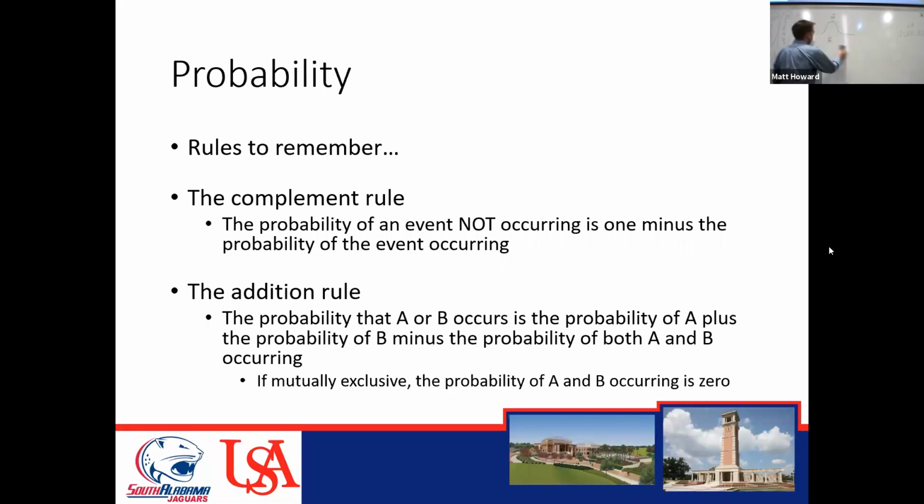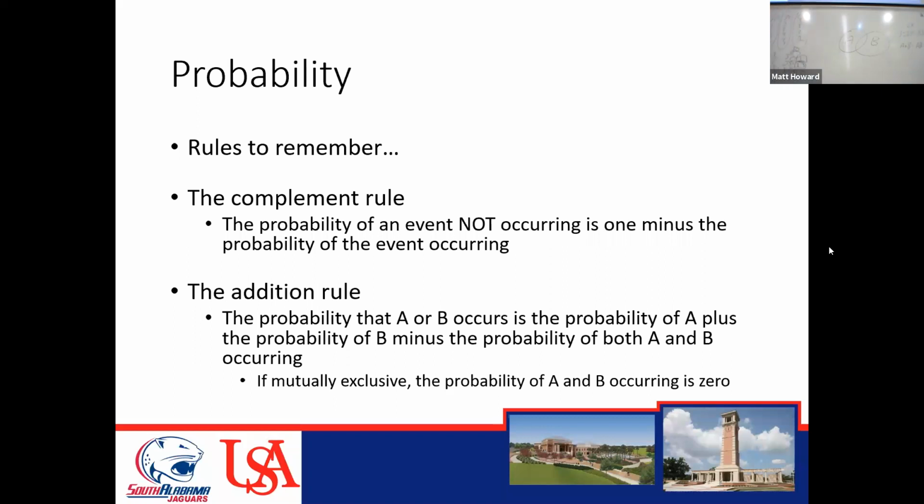Okay, because you would otherwise count it twice. The way to visualize this is, let's say we have two events, A and B. This overlap is both A and B occurring. So if we wanted to see the probability of A or B, it would be the probability of A plus the probability of B minus the probability of both A and B occurring.